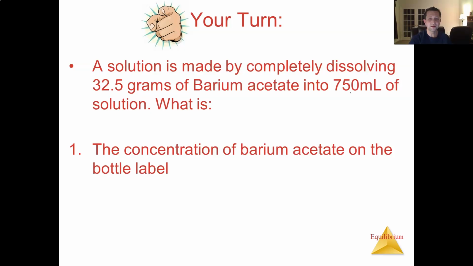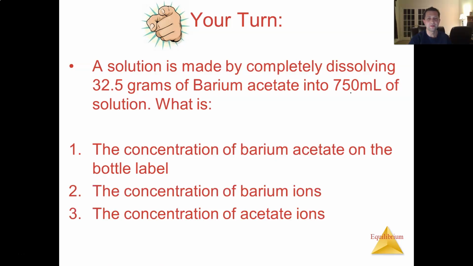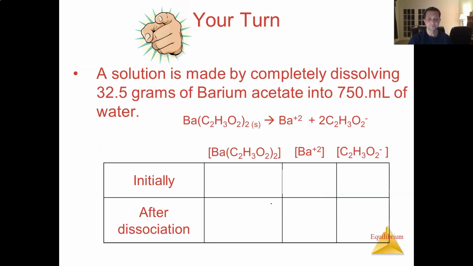So you want to figure out what's the concentration of barium acetate on the label. Okay, so what's the concentration of that solution? What's the concentration of barium acetate? And we'll go from there. So you want to think about how do we get the molarity of barium acetate. Once you get that, you can set up a chart like this in your notes. Barium acetate's formula is here, in case you forget how to write formulas. It dissociates into barium plus 2 and 2 acetate ions.